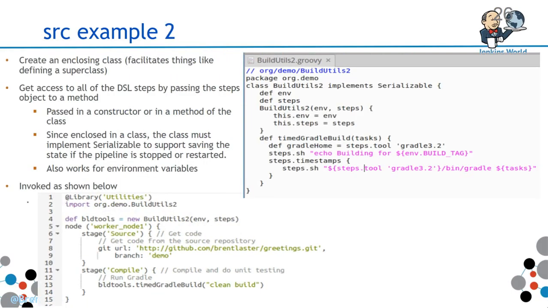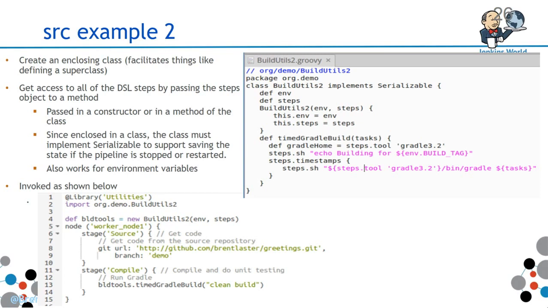Source example number 2, I could also create an enclosing class. If you want to do things like create a superclass out of it, it kind of makes that easier. You can pass in a constructor here. If you're familiar with Java programming, passing a constructor, you can pass in things like the environment or the steps object. So from your script, if you look on the lower left side of the screen, you'll see that we're calling it down there. We import org demo build utils2. We have the @library utilities to bring that in. Then we say build utils.timegradle build clean and build out there.